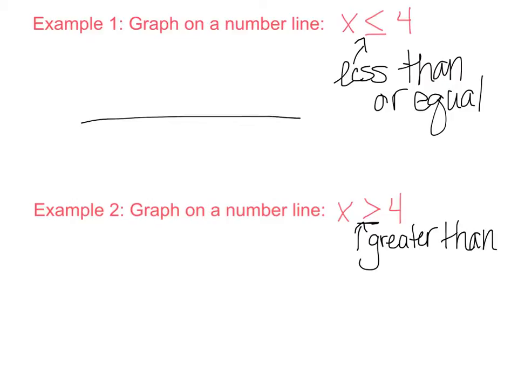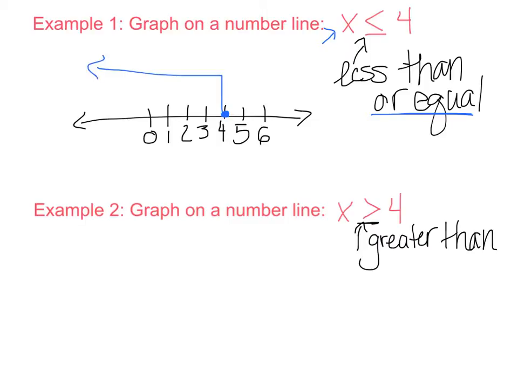Now, let's graph this. Let's get our number line out. Now, normally on this graph, we would go to 4 and we would plot a point. Since we have the or equal sign, we do leave a filled in dot. We call this a closed dot, and x, or our number, is less than, so it's all the numbers that are less than 4, so we draw our arrow to the left.